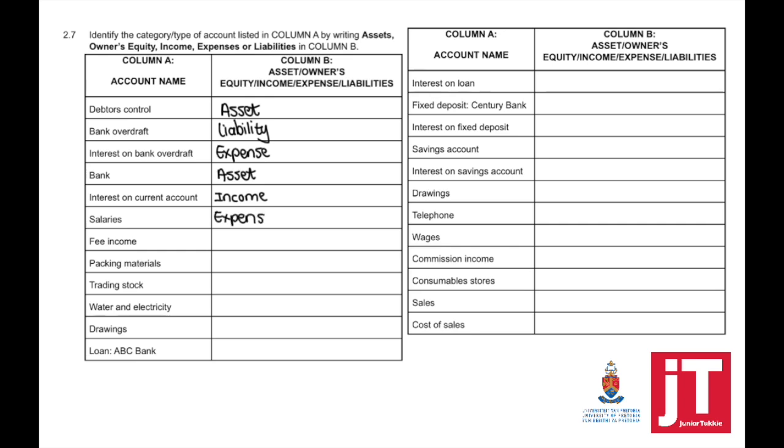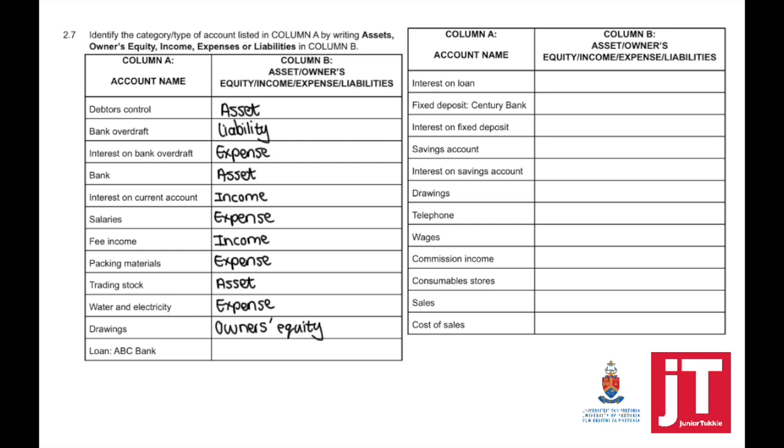Salary is an expense. Fee income, the word says that, will be regarded as an income. Packing materials, an expense to the business. Trading stock is an asset. And again, to be specific, remember what you've learned earlier. Trading stock forms part of your short-term assets, which means current asset. Water and electricity is a monthly expense, so this is regarded as an expense.